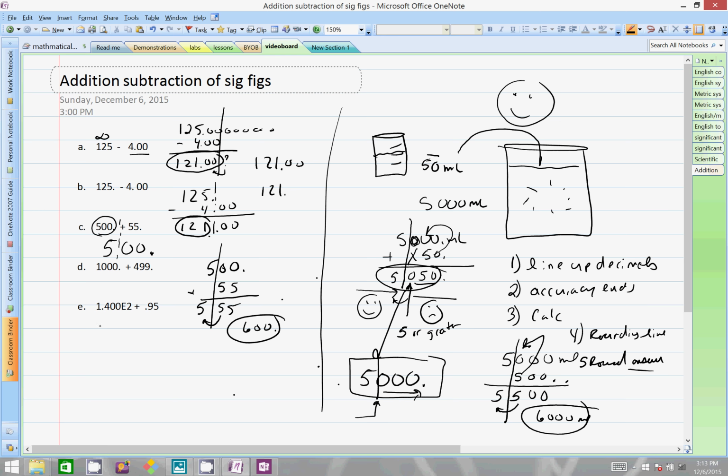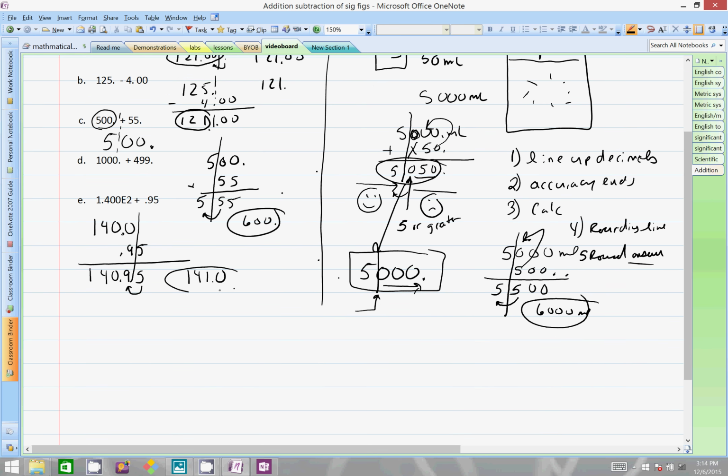This guy, 1.4 times 10 to the second, take it out of scientific notation: 140, move my decimal point over 2 spots, that's 140.0. Add into this 0.95. The top number loses accuracy right here. Add together, I get 140.95. The 5 rounds this up, and that 9 is going to kick it up, and it's going to be 141.0. And this is my answer.